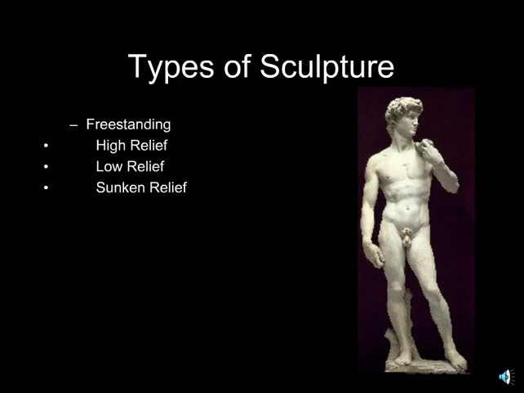High relief sculpture projects from a background by at least half its depth. Low relief sculpture, on the other hand, just barely emerges from a background. You probably have within reach low relief sculpture. What could that be? The coins that you hopefully have in your pocket. Sunken relief is where the image is sort of incised into the background as opposed to emerging from the background.